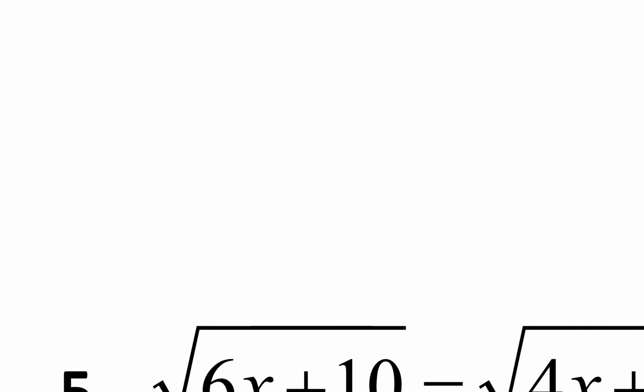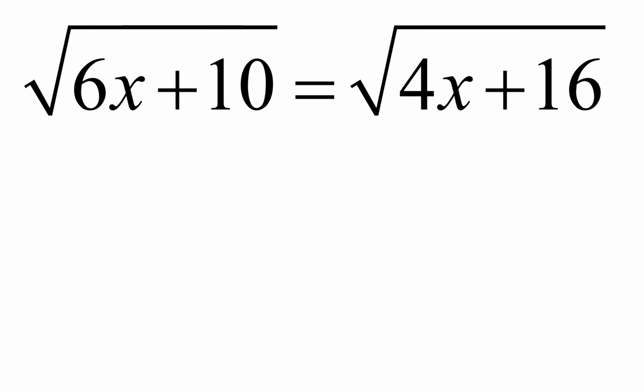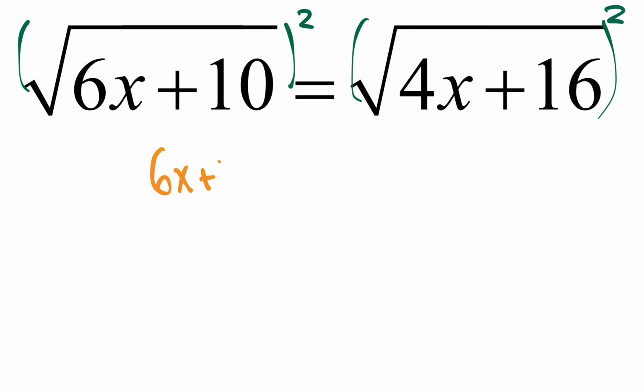Let's move on to the next question, number 5. For this one, we have the square root of 6x plus 10 is equal to the square root of 4x plus 16. My first step is to square both sides. On the left-hand side, the radical symbol goes away, and we're left with 6x plus 10. And on the right-hand side, we're left with 4x plus 16.